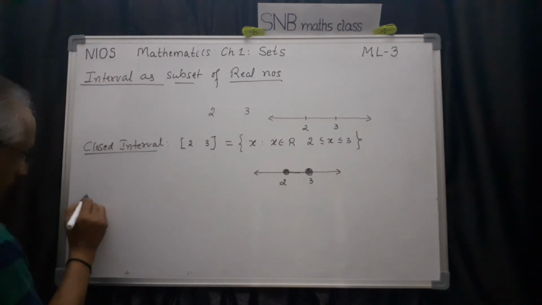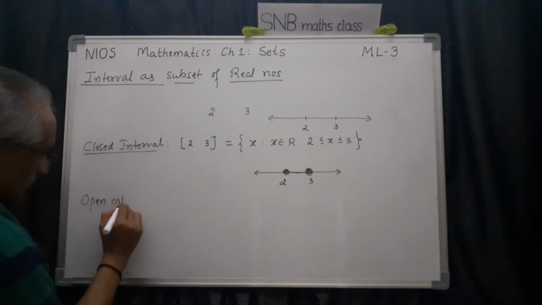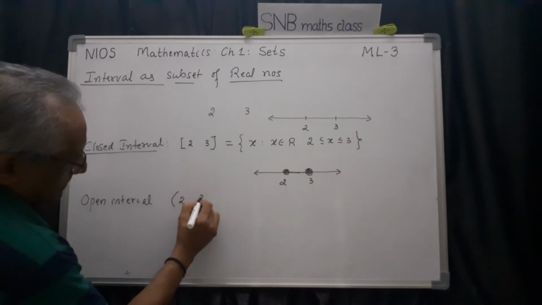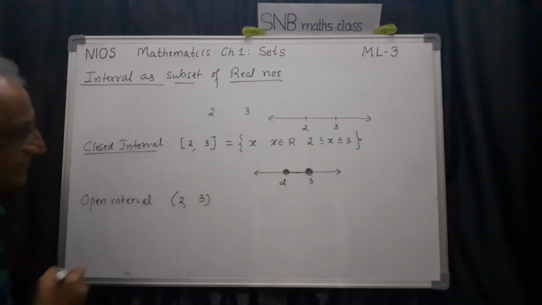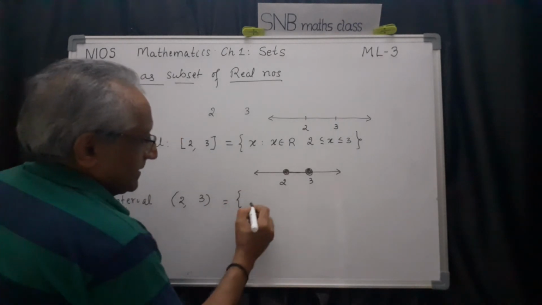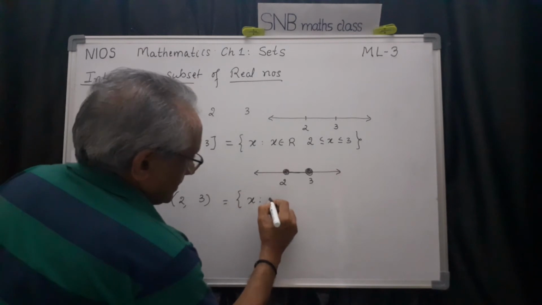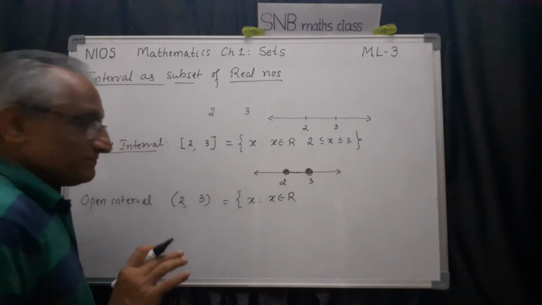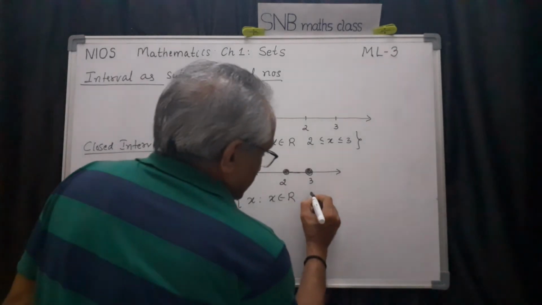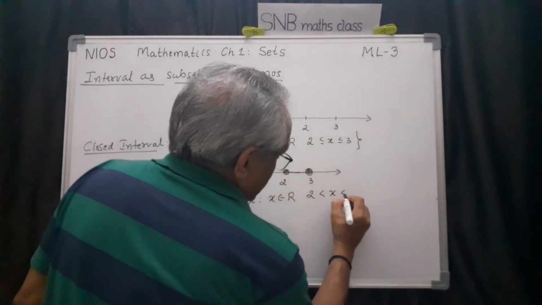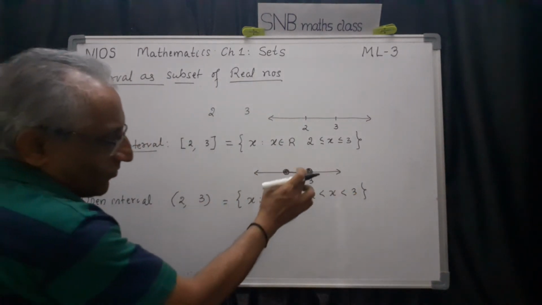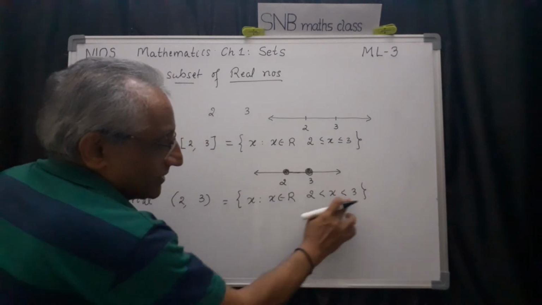Same thing, open interval. Here the symbol used is 2, then 3. Of course, if you want, you can put a comma also here. What is the difference? In set form we can write like this: x such that x belongs to R. That is the first condition. It should be a real number, meaning both rational as well as irrational. But the condition is 2 less than x less than 3, meaning 2 and 3 are not included. All other numbers are included, but 2 and 3 are the end points.